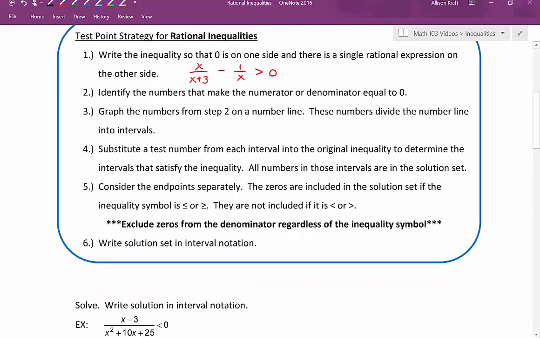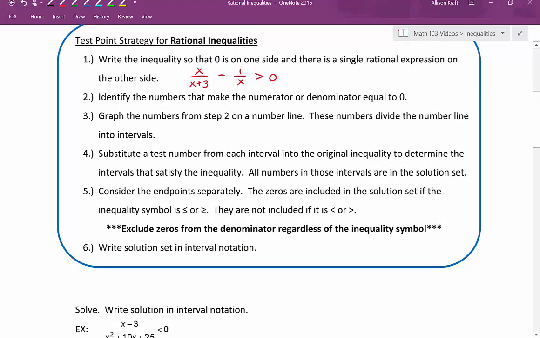Then we'll graph the zeros that we found in step 2 on the number line. These will divide the number line into intervals. We'll choose a test point in each of those intervals, plug it into our original inequality to determine the intervals that satisfy the inequality. We'll consider the endpoints separately. So if it's an or equal to inequality, we'll include the endpoints, but if it's a strict inequality, we won't.